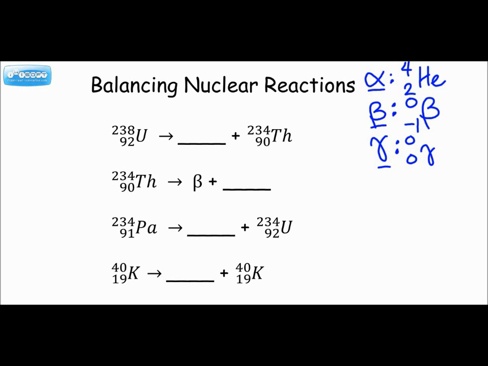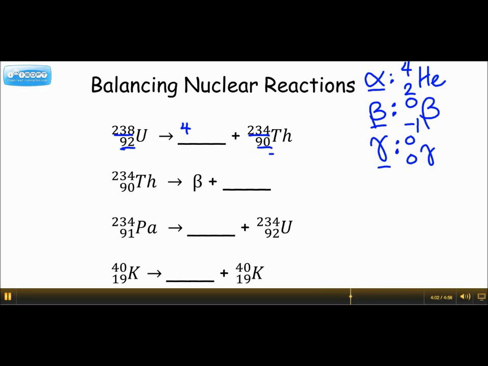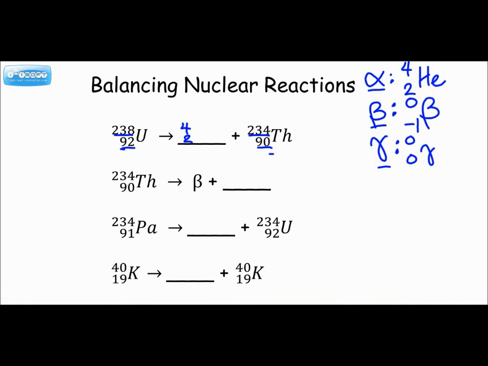So here, in our first one, we have a weight of 238, and we're going to 234. The difference there, because left and right have to be equal, means we need a weight of 4. For the atomic number, we have 92, and we have 90, which means to make it equal on both sides, we need a 2. Hey, look, it matches up with helium. And so this is alpha decay.